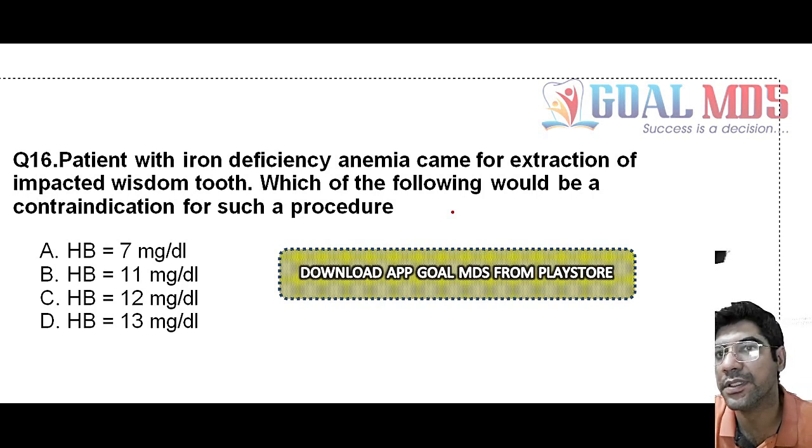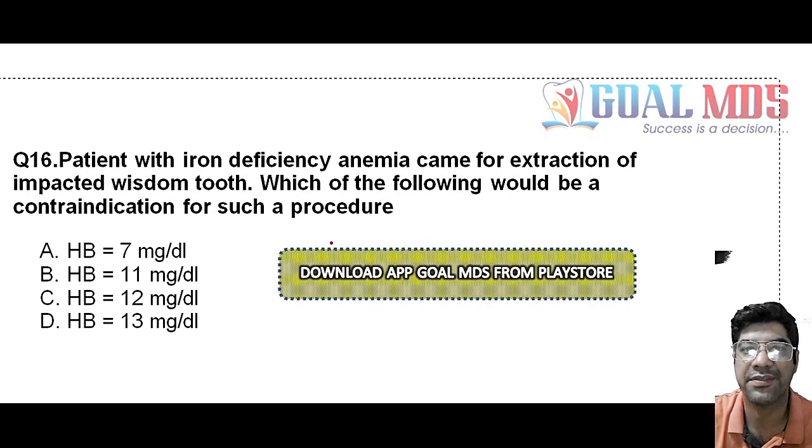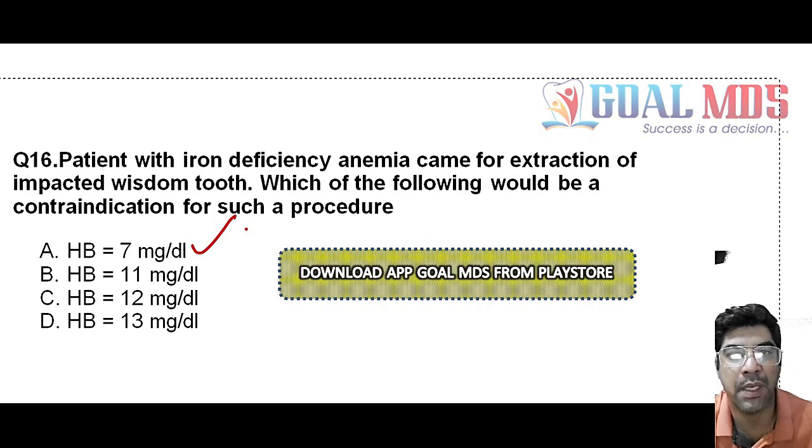Moving to the next question. A patient with iron deficiency anemia came for extraction of impacted wisdom tooth. Which of following would be contraindicated for such procedure? The hemoglobin level of 7 mg per deciliter is below the normal range, and it will suggest a severe anemia.